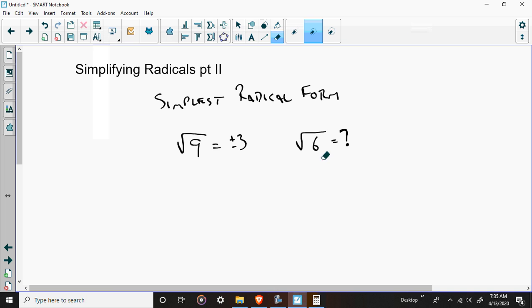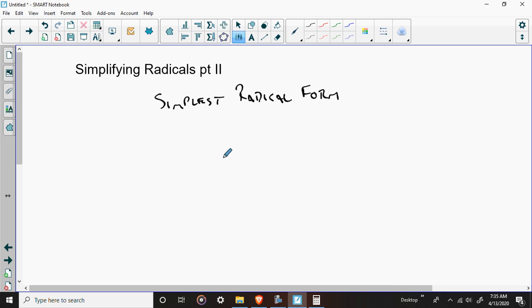But for some numbers, not all numbers, like 6, that's it. That's all you can do. For some numbers, what we can do is we can simplify them. In other words, we can almost reduce them. It's not reducing, but well, let's think about it that way.